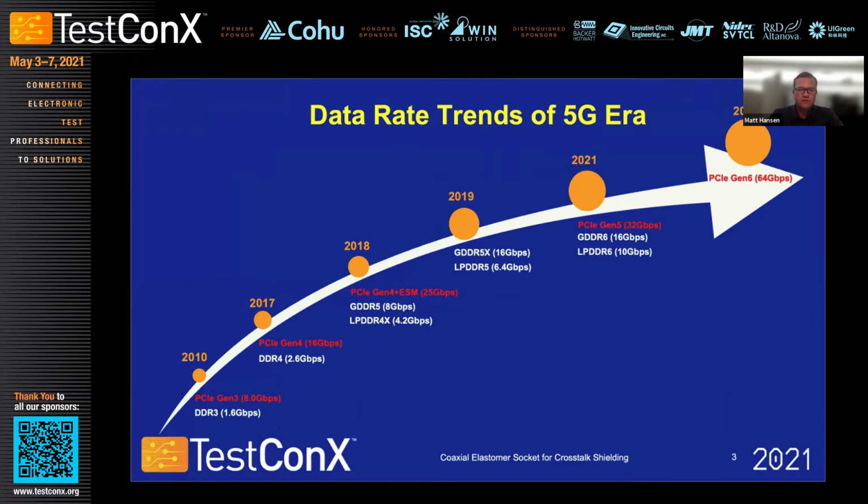So as everyone knows, data rates continue to trend higher and higher since 2010. Basically every 1 to 3 years, depending on the application, you're seeing a doubling of data rates. So in the case of PCIe, we're expecting 64 gigabits per second by 2023. And in the case of GDDR, we're looking at 16 gigabits per second by the end of 2021.